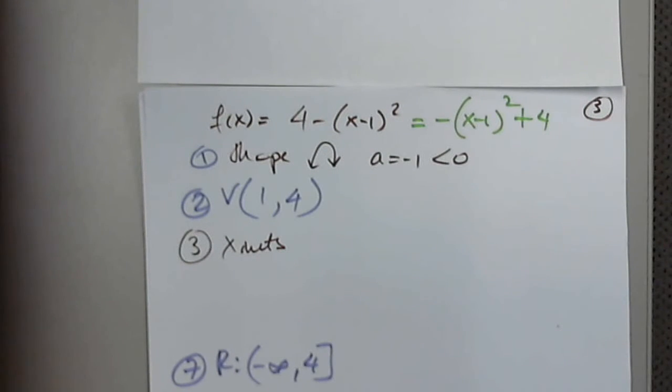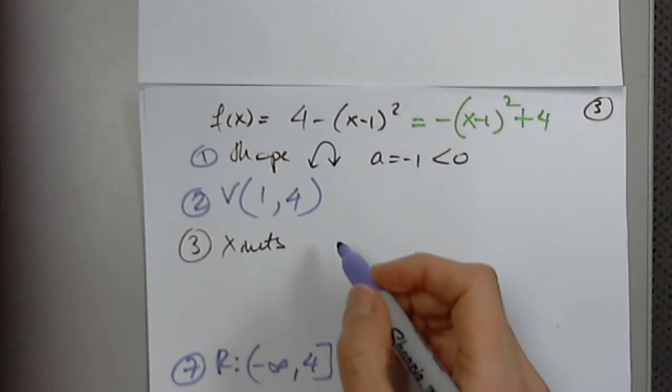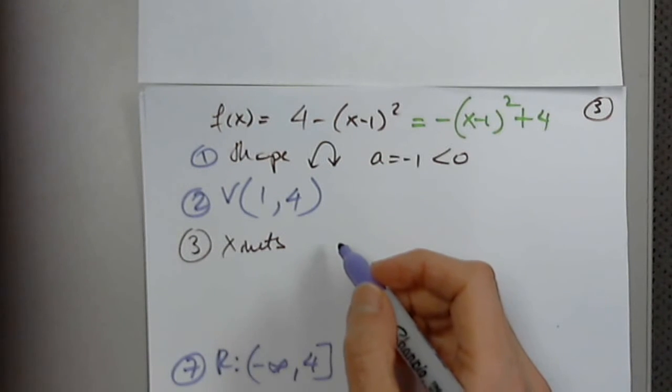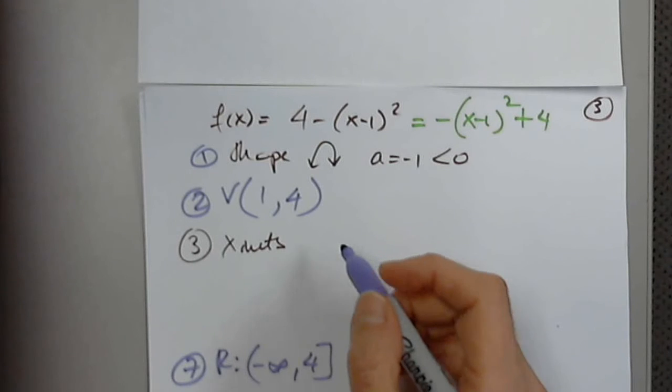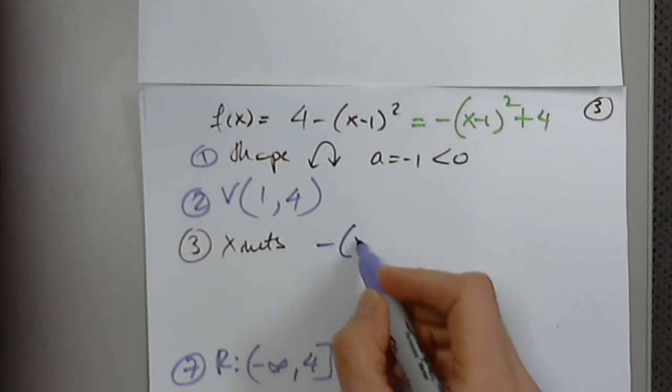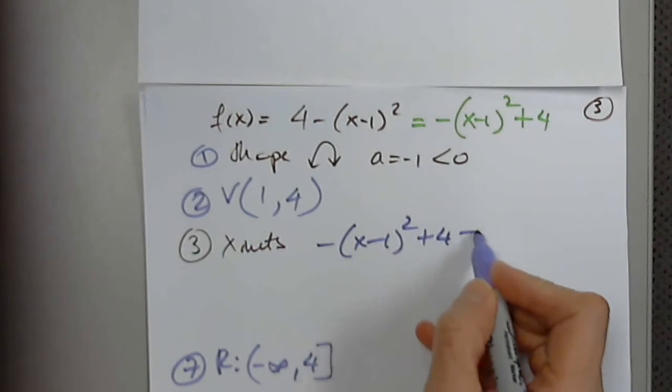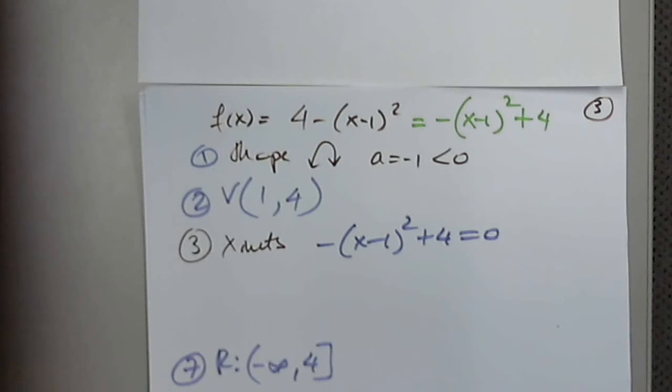How do I get the x-intercepts? Equate the equation to 0. Exactly. Very good. So negative (x minus 1) squared plus 4 equals 0. What type of equation is this?